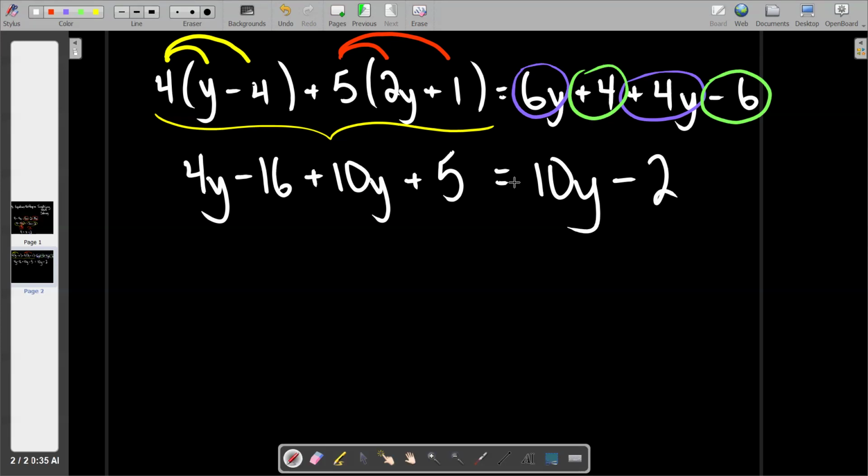Tenemos que combinar los términos iguales en la izquierda. You guys see that, right? There's like terms on the left, and we have to put them together. So once again, like second verse, same as the first. I see some y's. Put them together. What do you get?